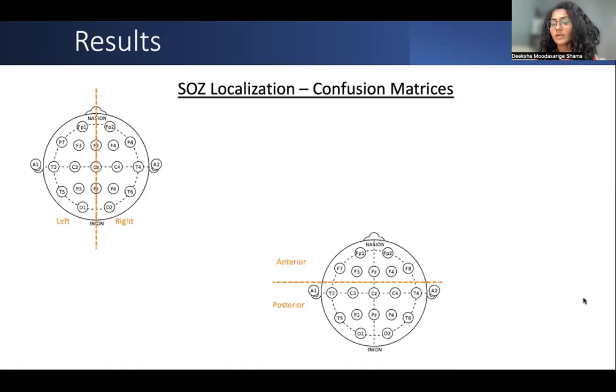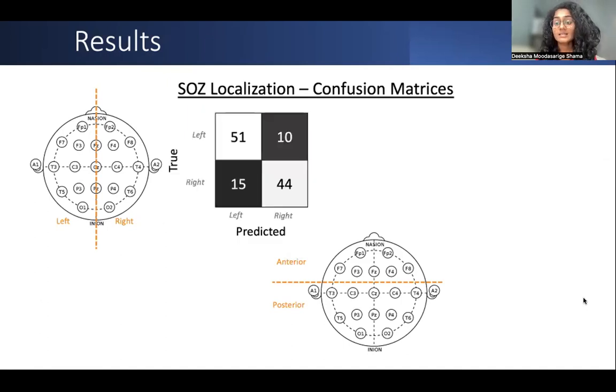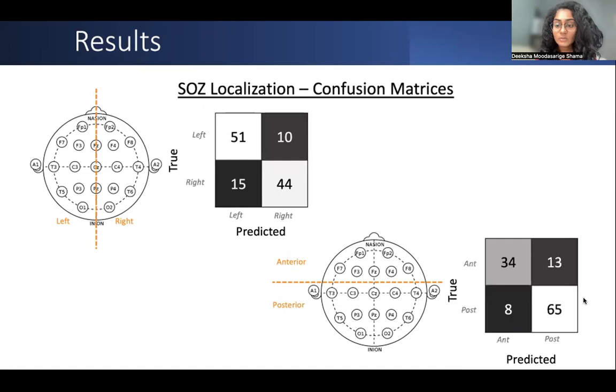In order to get a better idea of DeepSOZ's performance in localization, we aggregate the final predictions of DeepSOZ of all 120 patients into regions, namely left versus right and anterior versus posterior. As seen in the confusion matrices, DeepSOZ is adept at differentiating right versus left hemisphere, but struggles to differentiate anterior versus posterior SOZs. We hypothesize that this trend is due to the skew towards temporal epilepsy patients as seen in the TUH dataset.